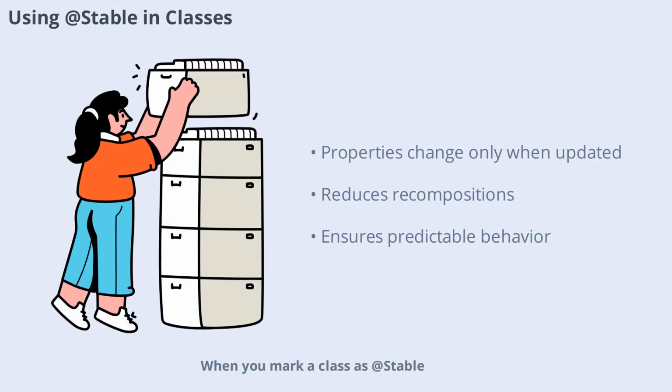When you mark a class as @stable, you're indicating that its instances are stable. Their properties won't change unless you make a deliberate update. For instance, consider a data class representing a person. If you annotate it with @stable, Compose knows that unless you create a new instance or update a property, the data remains consistent. This reduces the number of times Compose needs to recompose the UI, leading to better performance.